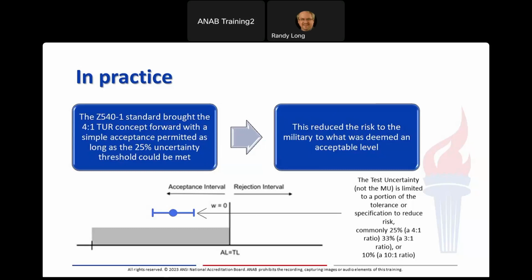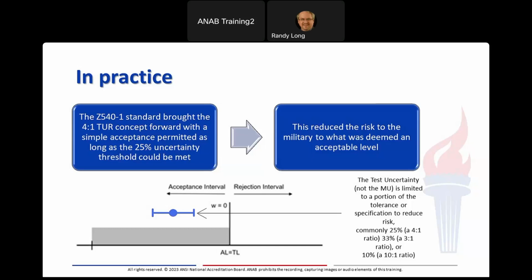The Z540-1 standard brought the 4-to-1 TUR concept forward, with a simple acceptance permitted as long as the 25% uncertainty threshold could be met. This reduced the risk to the military to what was deemed an acceptable level. So now we have the same kind of picture. We have the reading of the device with the uncertainty bounded here. And this is approximately 25% of the entire tolerance. And this is the test uncertainty, not the measurement uncertainty. They're two different things.